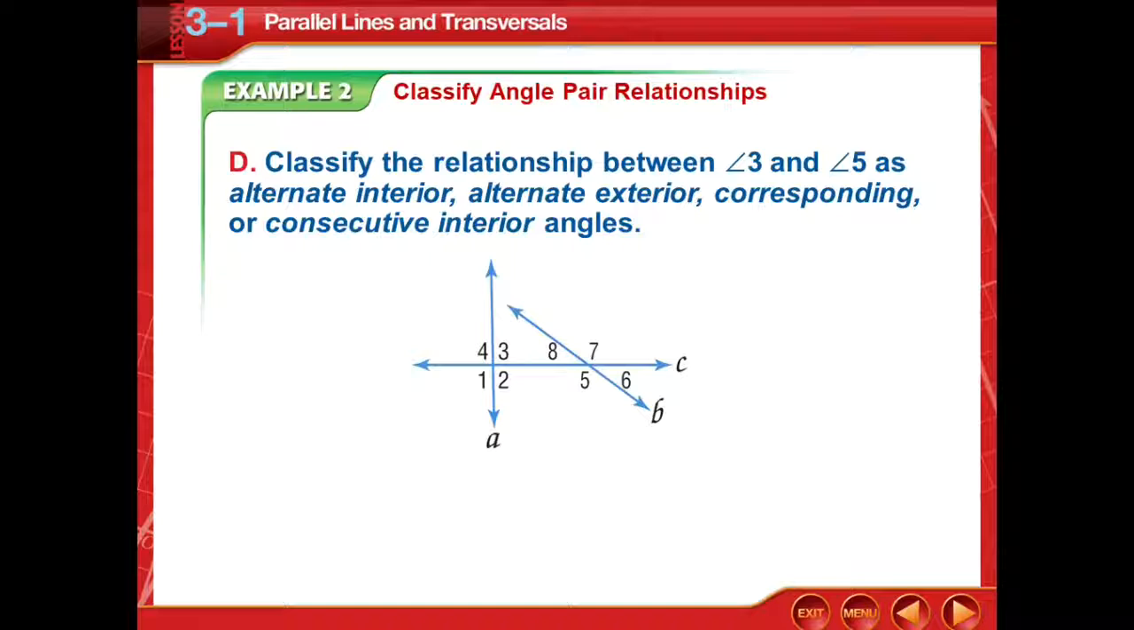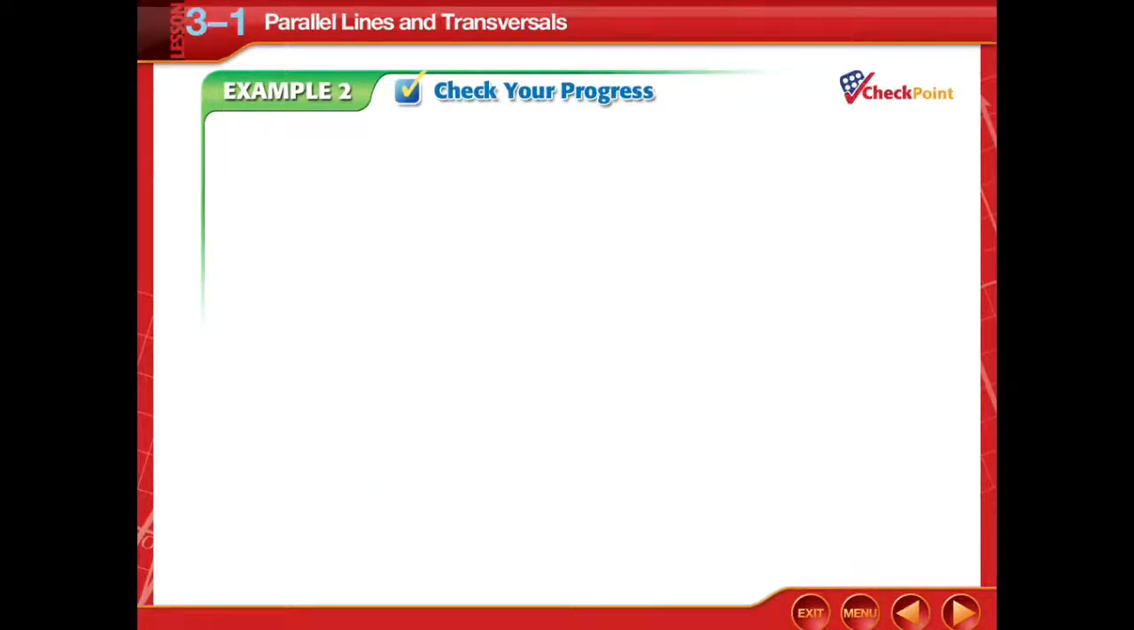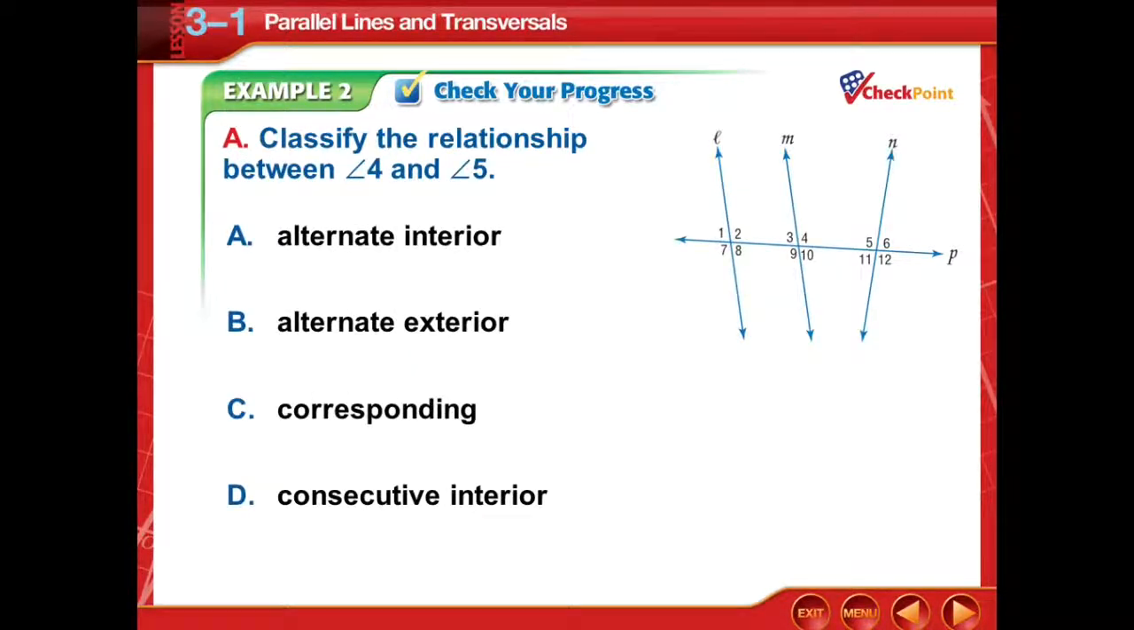I also want to classify the relationship between 3 and 5. 3 is on the interior, 5 is on the interior, and they are on alternate sides of line C, which is my transversal. Therefore, they are considered alternate interior angles. Now it is your turn.